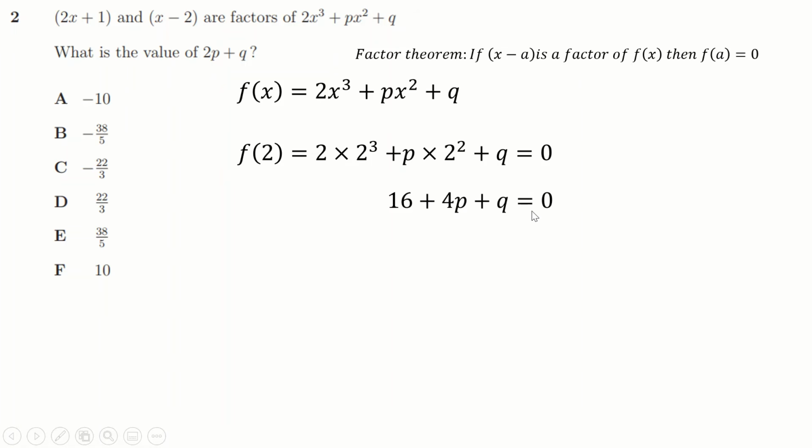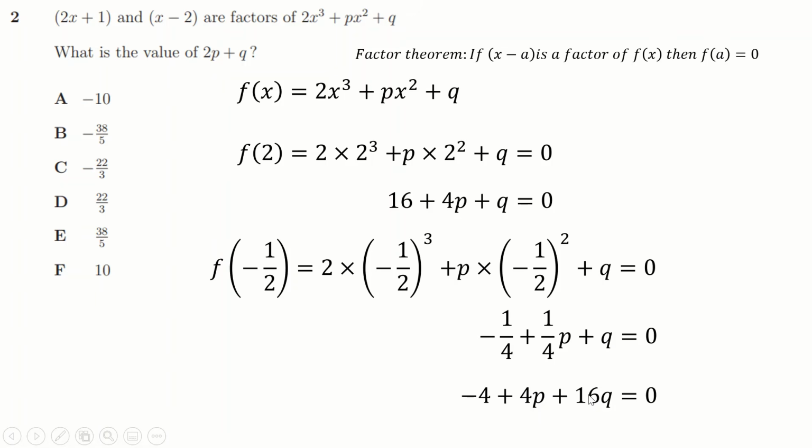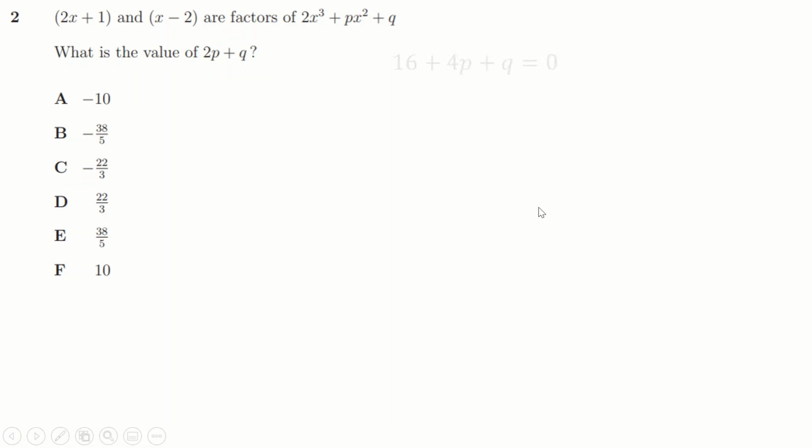That gives me an equation here. And then I'll do the same thing here. Now this is not in this form, but essentially you're just looking for what x would make this bracket 0, and x is minus a half would do that. So f of minus a half, put in minus a half into here, get it all done, times everything by 4 to give yourself some whole numbers. And now this and this creates a simultaneous equation, which I'll then use.